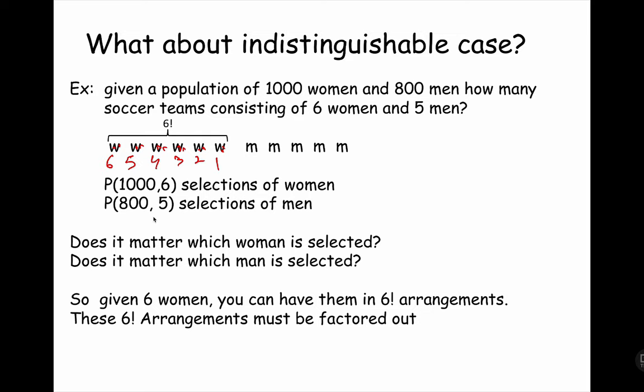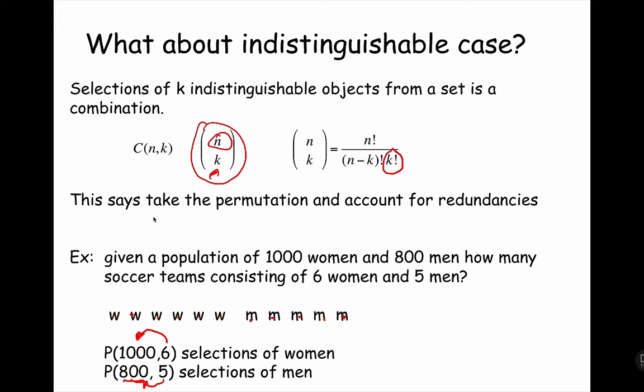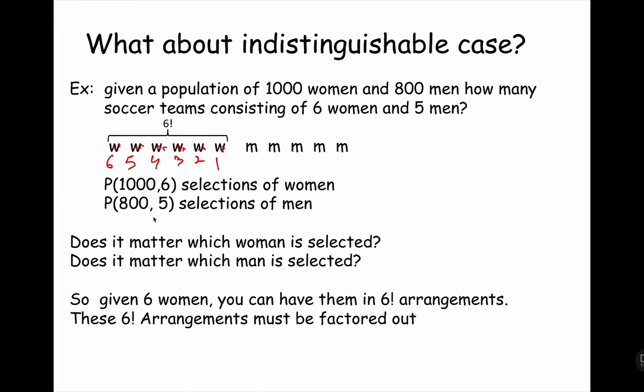Okay? So in your definition, you have a permutation, but you need to divide out the duplicates. And that dividing of the duplicates is where this denominator of k factorial comes from. So in the case of this example, you divide by 6 factorial to account for the fact that this group of 6 women can be arranged 6 factorially many ways.